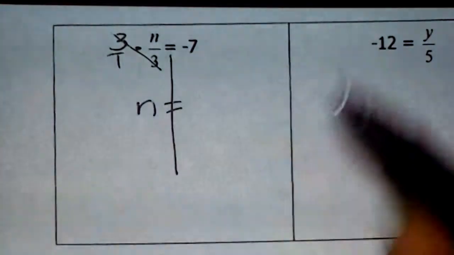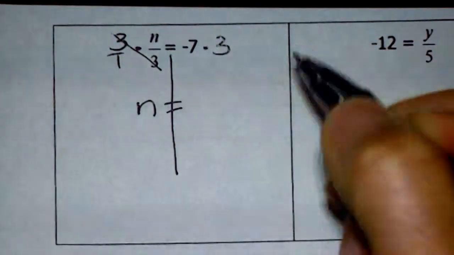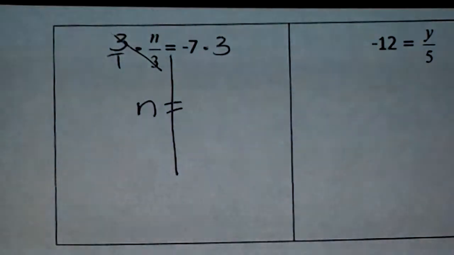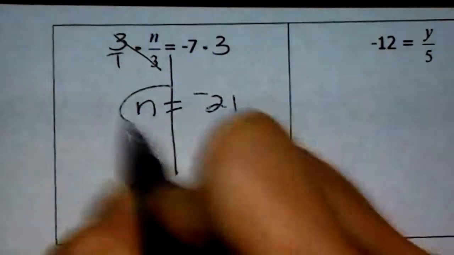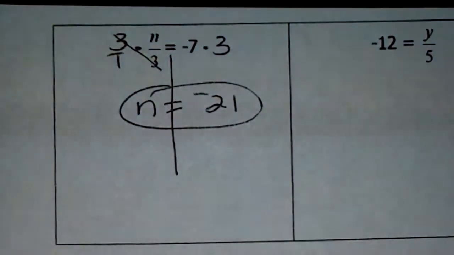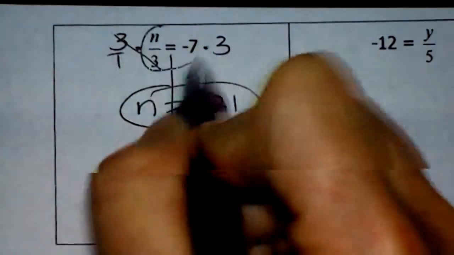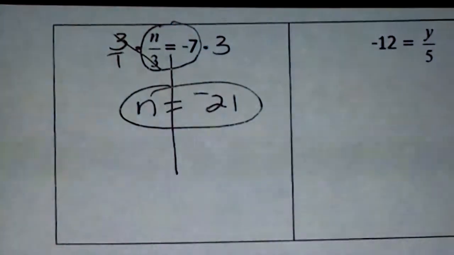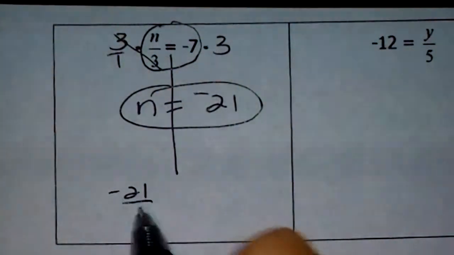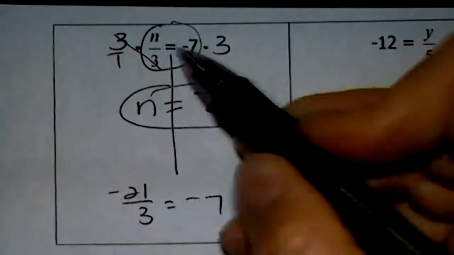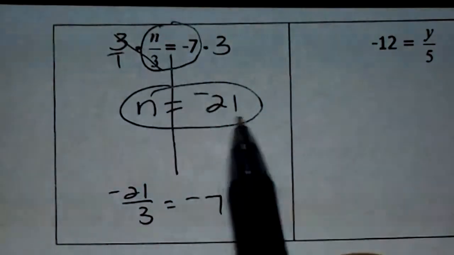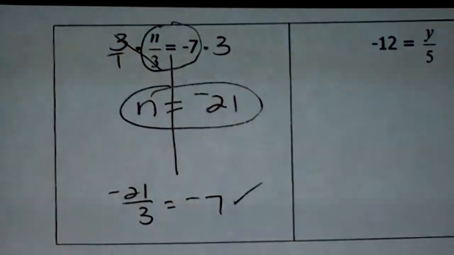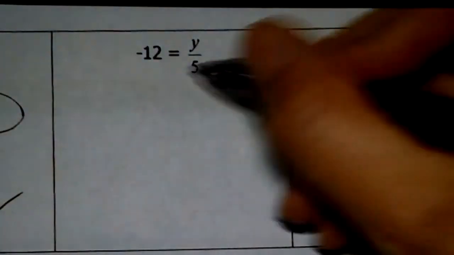If you multiply this side by 3, you need to multiply that side by 3. I didn't change any signs. You need to leave the signs alone. -7 times 3 is -21. That's it. To check it, my original equation is n over 3 equals -7. Does -21 divided by 3 give you -7? It sure does. So all we did was replace that n with what we got for n and made sure that it was true at the end. That's it.